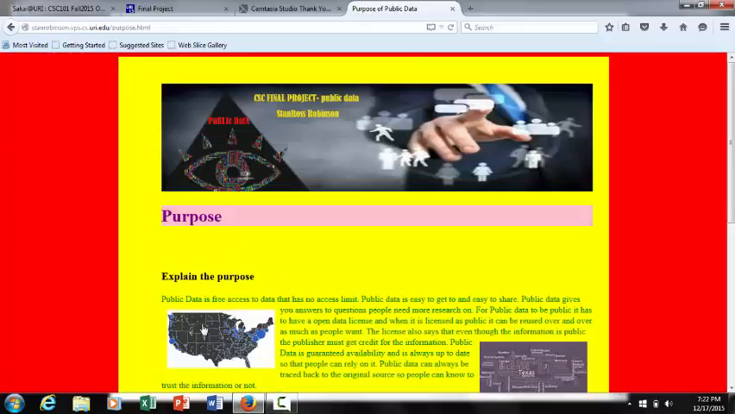As you can see, this is my website. On the top is a banner of a triangle with an eye, and it says public data at the top, with someone putting his hand into the world. I think this banner represents public data so well, because it's the eye of the beholder, and the eye sees it all.